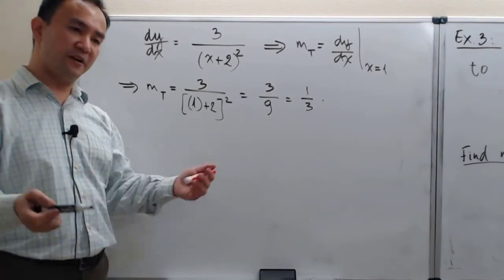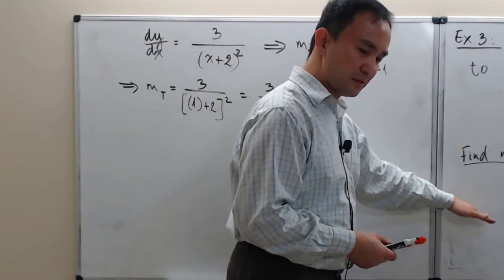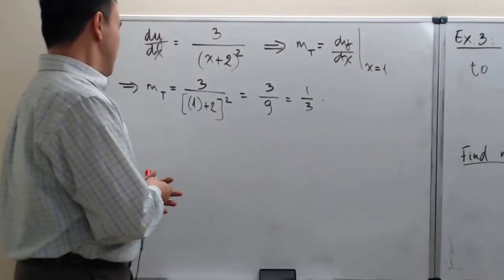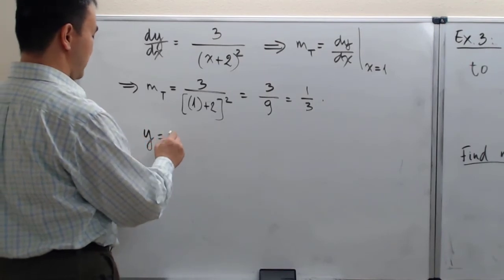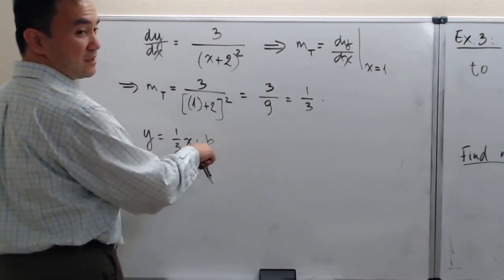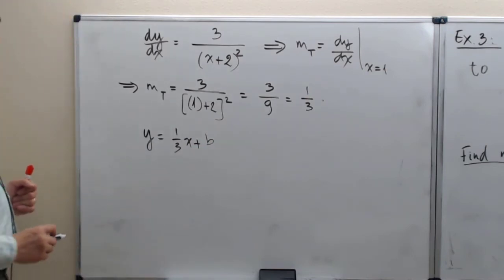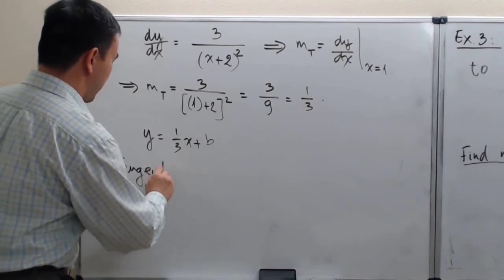All right, so we now found the slope. And so we already got a little bit half of our work done. So our equation up to this point is going to be 1/3 x plus b. We are missing that y-intercept value right there. And so the next step now is to nail down our tangent point.